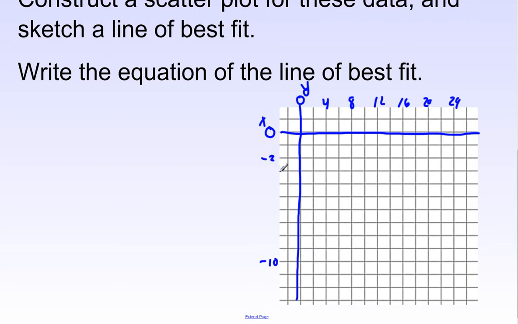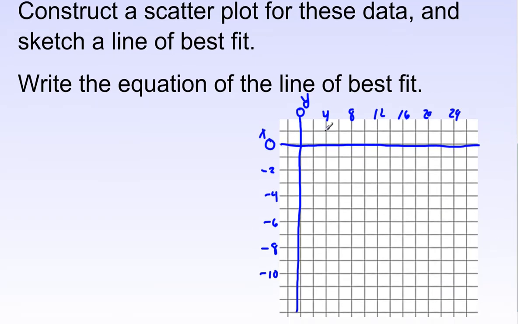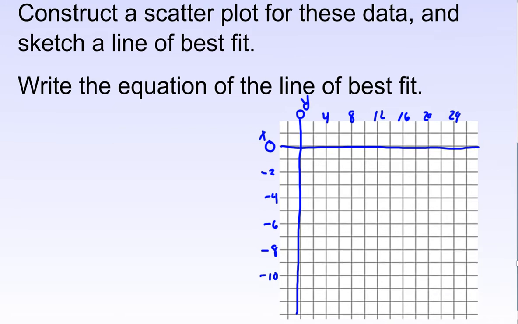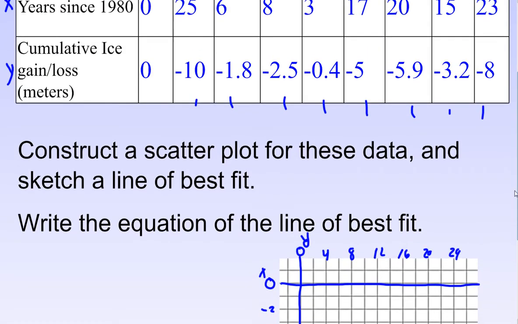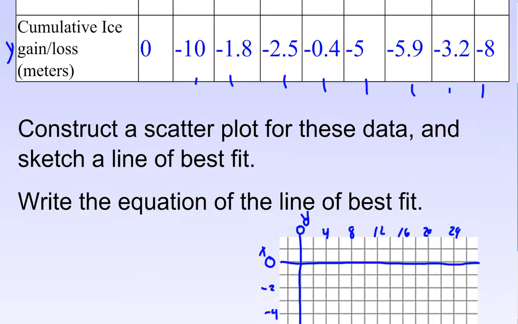Negative 2, negative 3, negative 4, negative 5, negative 6, negative 7, negative 8, negative 9, negative 10. So I need my axis to look like this because our scale is all going down. Now, if you had trouble before, maybe copy the scale I have in, and now try to plot your data. Try to do it on your own.